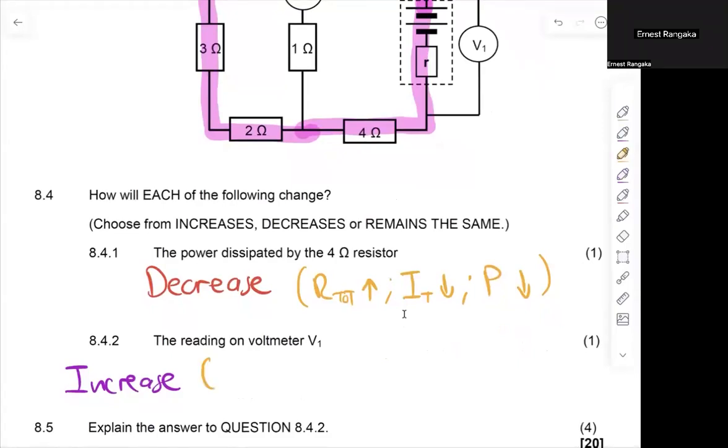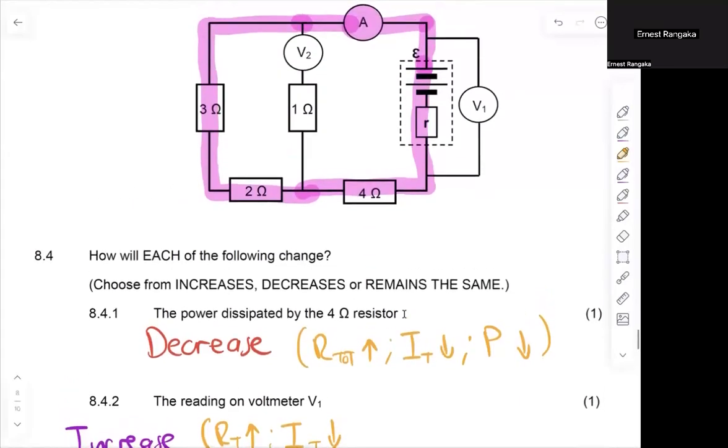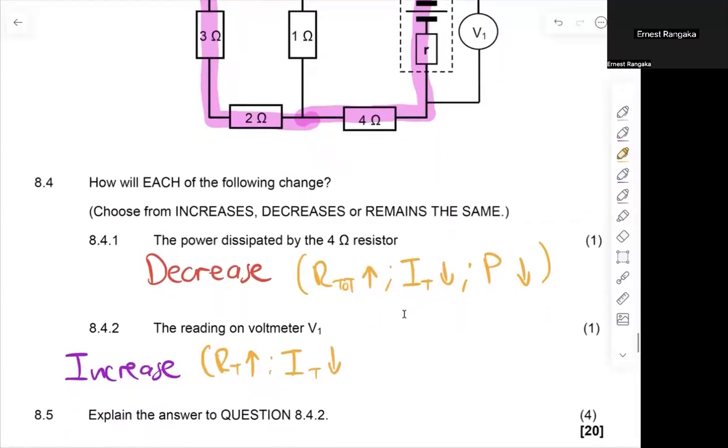When I remove parallel resistors, my R total does what? It goes up, right? How does that affect my current? My I total goes down. And I told you guys, think about those pesky little lost volts. How does I total going down affect my lost volts? It means my V lost goes down, meaning my V external goes up. And there's our answer to tell us that this is going to increase, in the same way that the previous one, the power, decreased. It's the same kind of methodology.